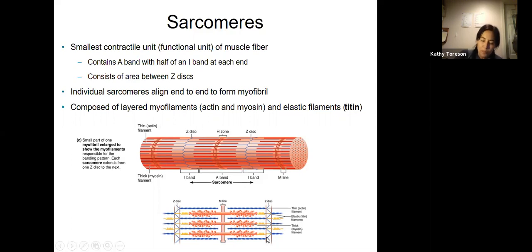Right. In addition, we do have these yellow guys here, and these are elastic filaments. And what they do is they help with recovery of the muscle. So during contraction, the sarcomere itself shrinks down, and then when we're done contracting, those elastic filaments help return the sarcomere to the normal size, the normal length.